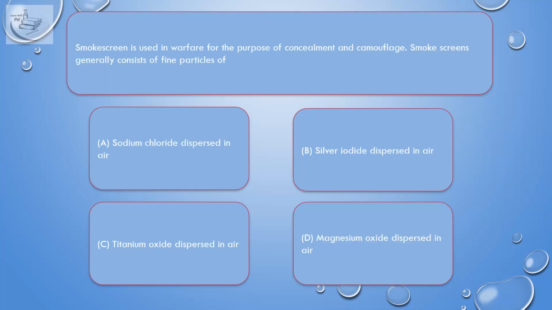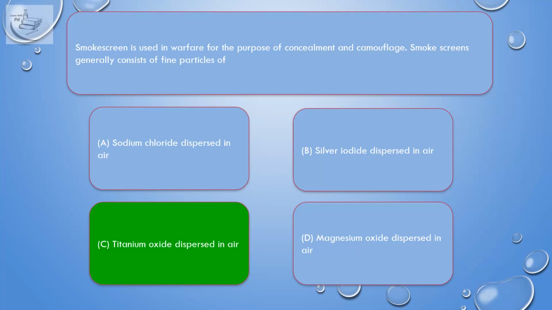Question: smoke screen is used in warfare for the purpose of concealment and camouflage. Smoke screens generally consist of fine particles of A. sodium chloride dispersed in air, B. silver iodide dispersed in air, C. titanium oxide dispersed in air, D. magnesium oxide dispersed in air. Correct answer is C. titanium oxide dispersed in air.